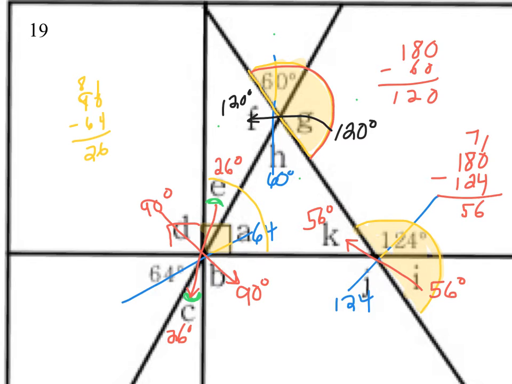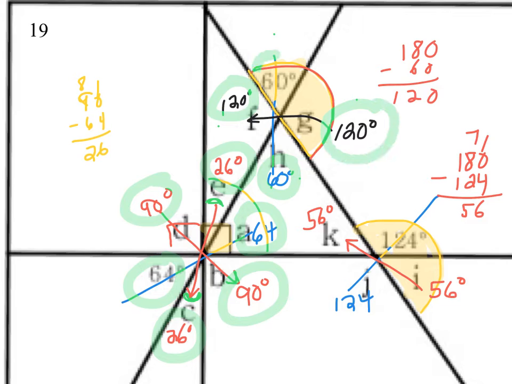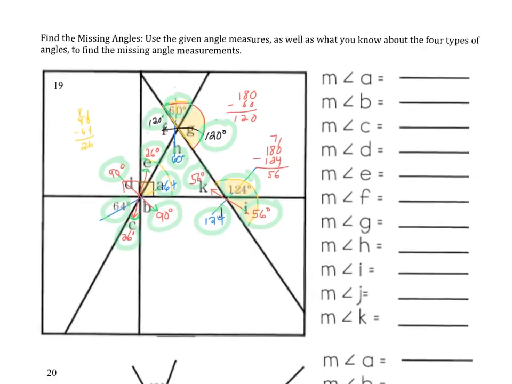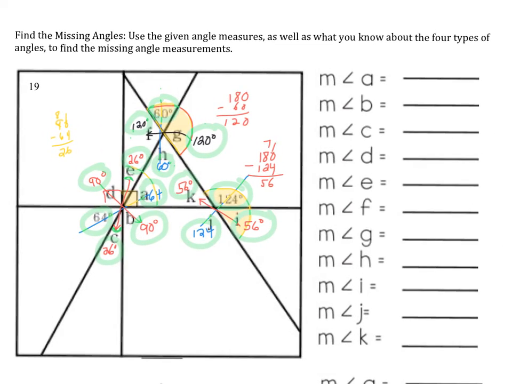All right, so we have all those done. So let's look back and see what we've got. We got 90, 26, 64. I have 90 here, 26, 64. Those are all done. 120, 60, 120, 60. Done there. 56, 124, 56, 124. All right, so now I'm just going to go over here and fill in my answers.